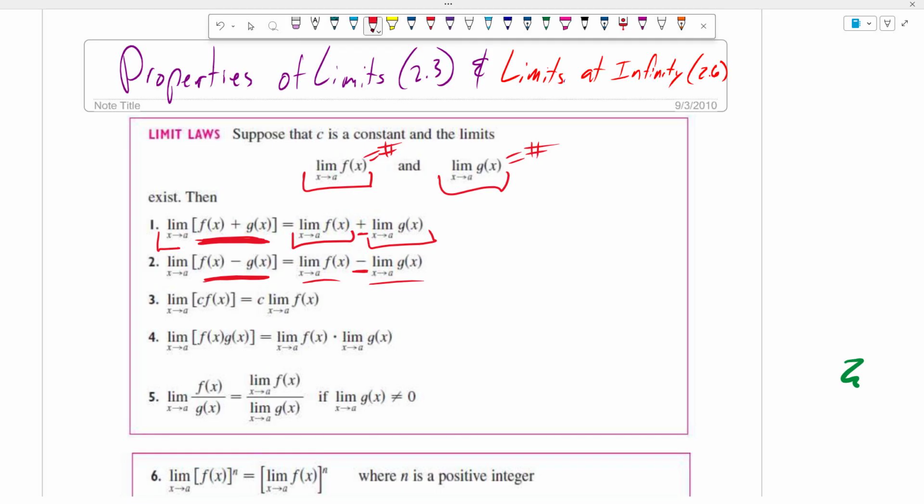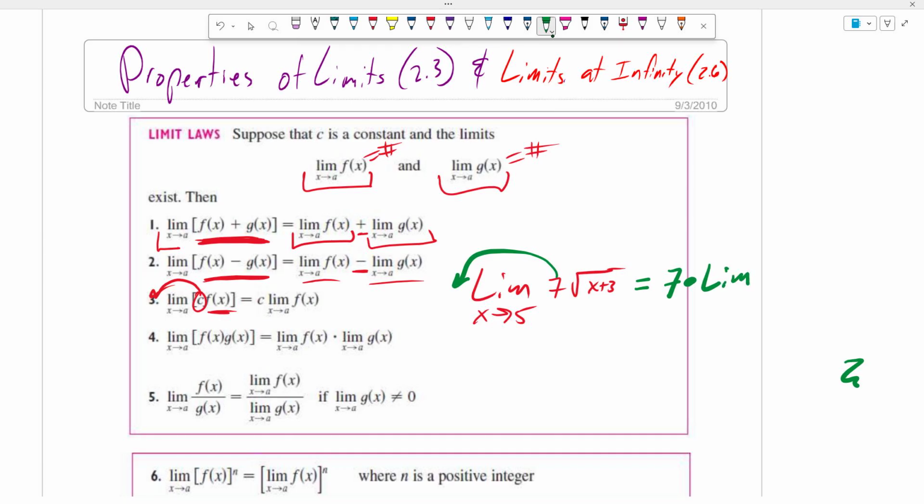Anytime you have a constant in front of a function, we can bring that outside the limit. So for example, the limit as x goes to 5 or something of 7 times the square root of x plus 3. I'm just making some up. If we want to, we can just bring this guy outside: 7 times whatever the limit is.